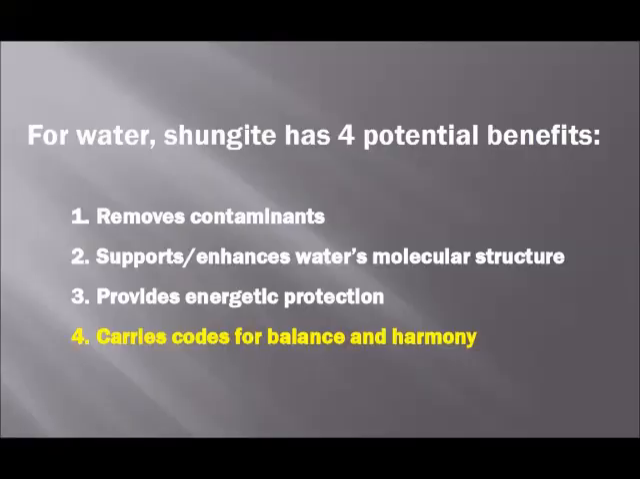Lastly, shungite carries codes for balance and harmony. Many of you are aware that every stone has a unique energetic property or properties that can be transferred to water. We talk about this in the book in the chapter on adding information to water. Melanie and I have written that shungite carries codes for balance and harmony. This stone helps balance the environment, including water, and it can help balance the human body.